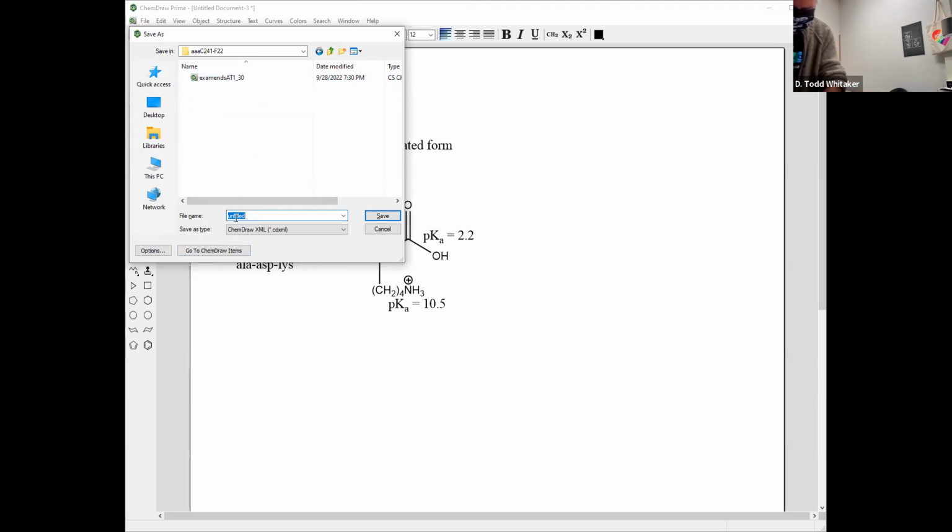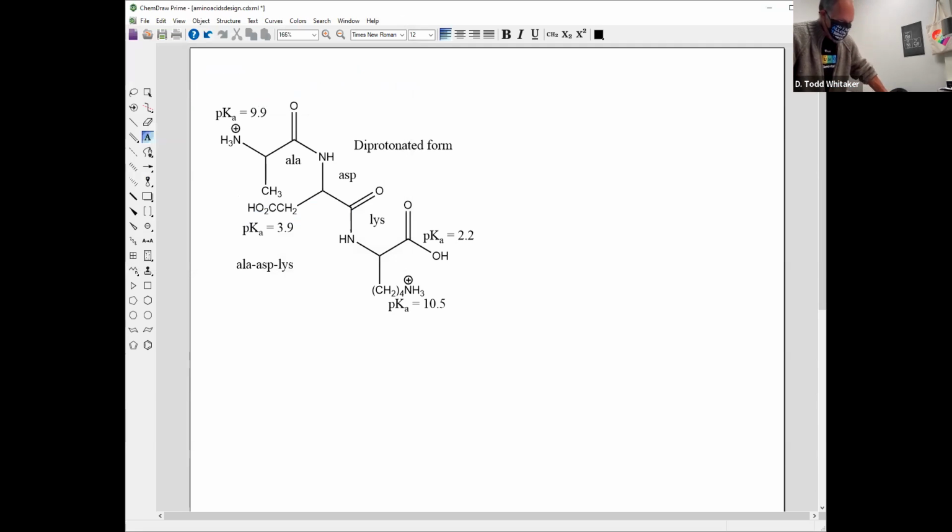Exam amino acid design. Okay. Now the question is, I want the diprotonated form for my exam question because I don't want to start at an extreme where I have fully protonated or fully deprotonated. It gives away too much. So I want you to tell me what this thing's going to look like at the start of the question, keeping in mind, right now it has 4 protons with 4 pKa's.